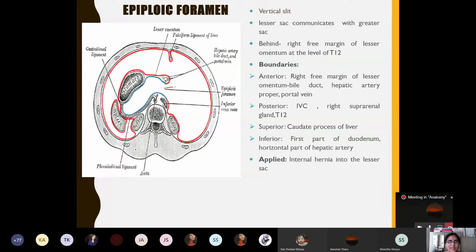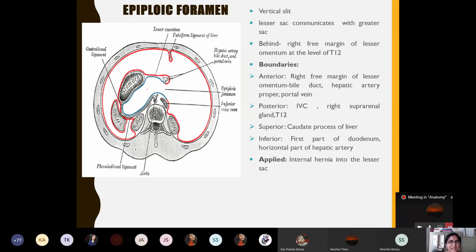Epiploic foramen, here you can see this is a vertical slit. It communicates the lesser sac with the greater sac. It lies behind the right free margin of the lesser omentum. It lies at the level of the T12 vertebra. This is the T12 vertebra. The boundary of the epiploic foramen is very important.